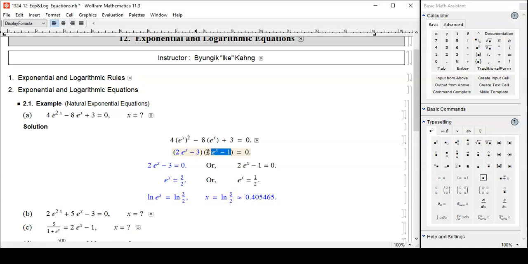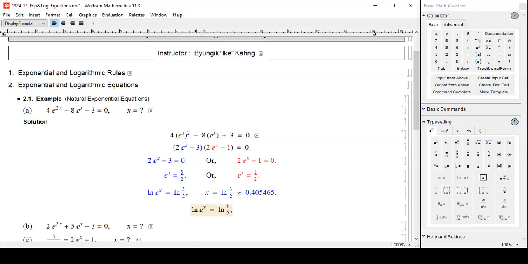But then again, how about this? Maybe this is equal to 0. Red factor is equal to 0, so that we get the red equation. e to the x is 1/2. From there, again, let's take log of both sides. e to the x power is log of 1/2 if you take log of both sides. And left hand side, we have cancellation. Log and exponential cancel each other out. We just get x. And then right hand side, log of 1/2. And that's the answer, yes.